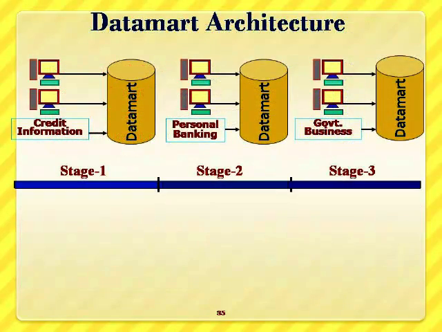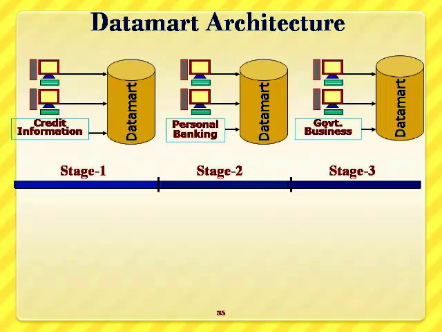The next approach is the data mart architecture, versus the data warehouse. I take one application, the credit information application, and I build a data warehouse for it. We don't call it a data warehouse, it's a data mart, because the elements do not belong to the whole organization, it's a part of the organization. So I build a data mart for one application, that is stage 1.